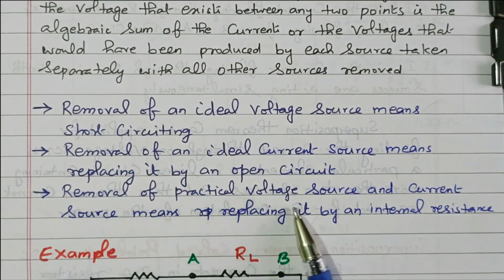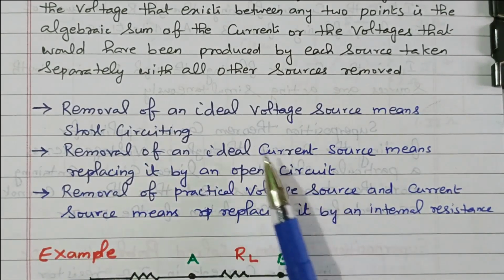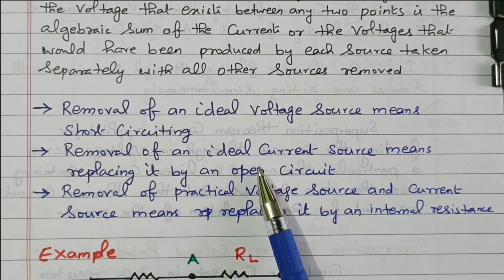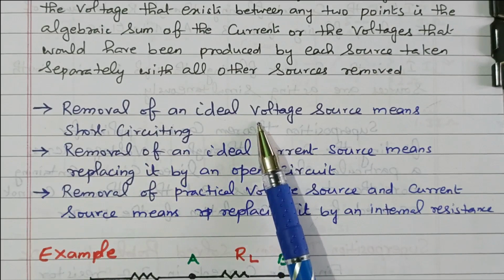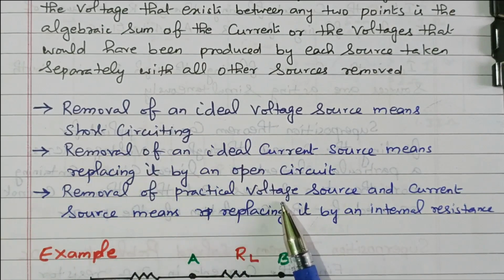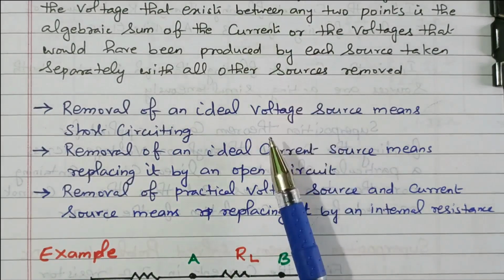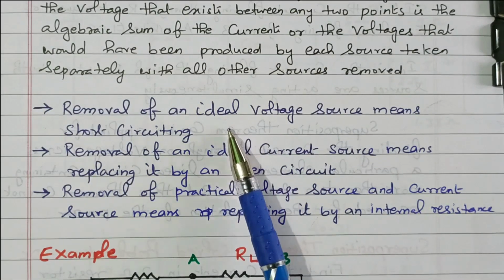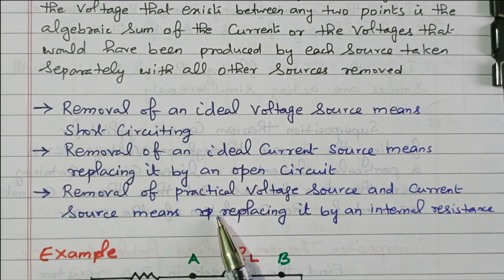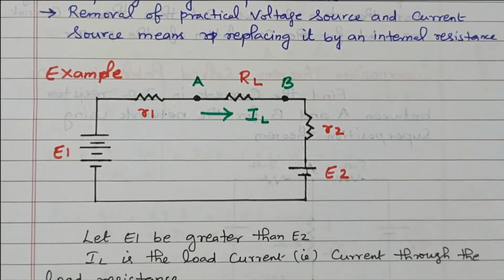Removal of a practical voltage source or current source means replacing it by its internal resistance. For an ideal voltage source and ideal current source, there is no internal resistance. So an ideal voltage source means short circuited, an ideal current source means open circuited. For a practical voltage or current source, it is replaced by the internal resistance. Right? So this is the statement given. Based on the statement, we need to remove the source. While removing, what we need to do is given clearly in the statement. Now we'll go for the example circuit, example problem, so that we are able to understand clearly.